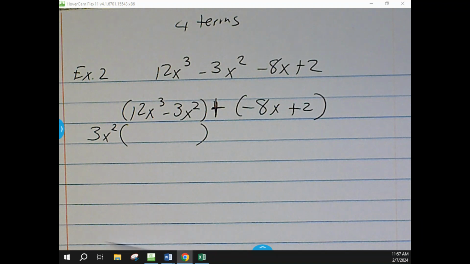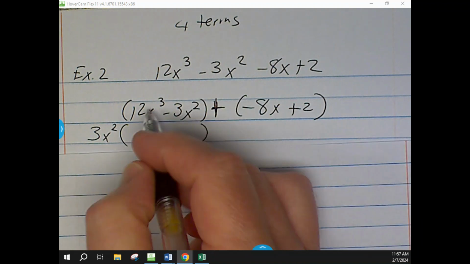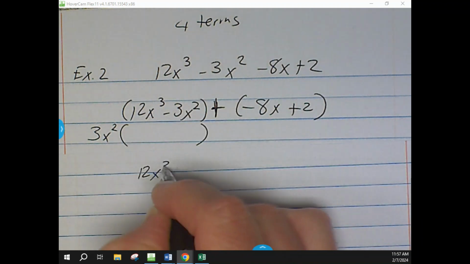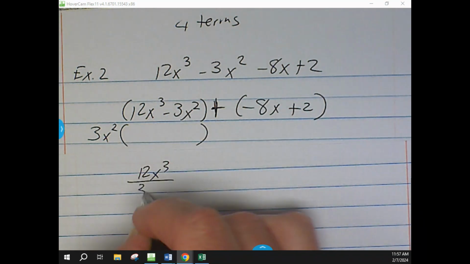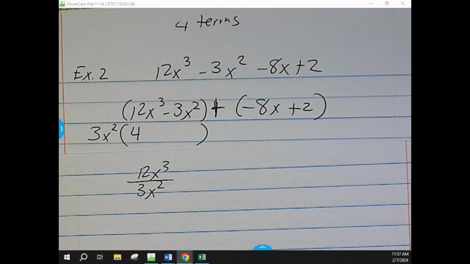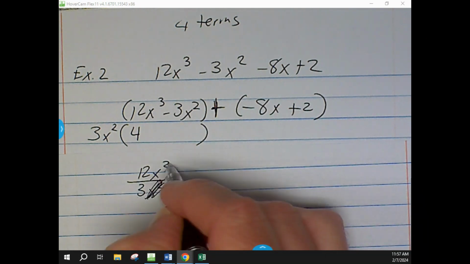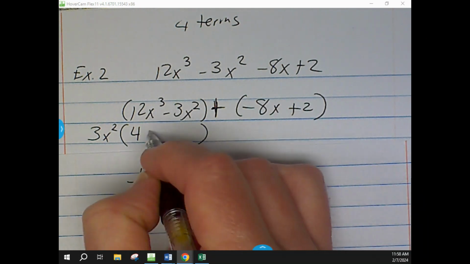Okay. And again, to get the leftovers, and I'm just going to do this underneath down here. You're going to take the first number and divide it by whatever we took out there. So 12 divided by 3 is 4. If you take out 2 x's, that's going to cancel out 2 of those. It's going to leave you with 1x there.